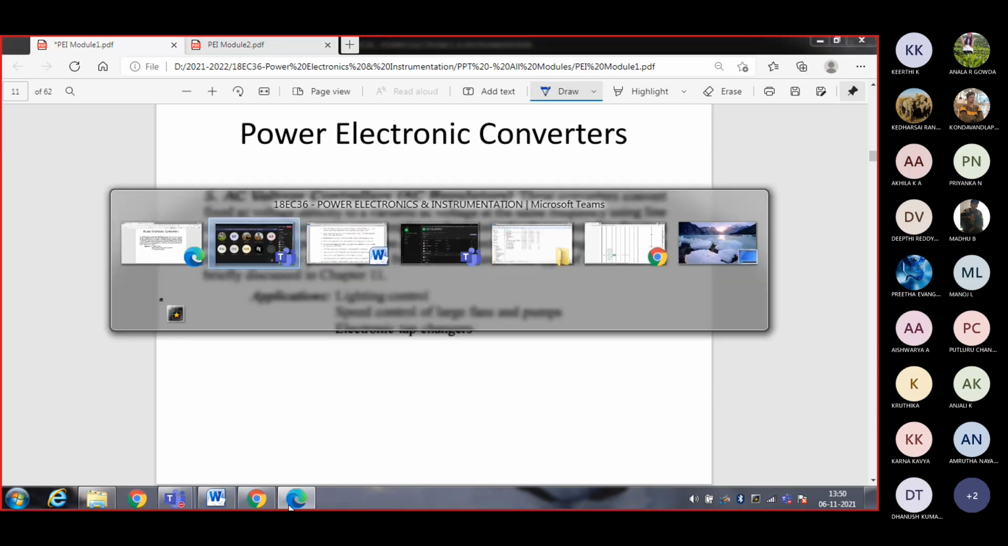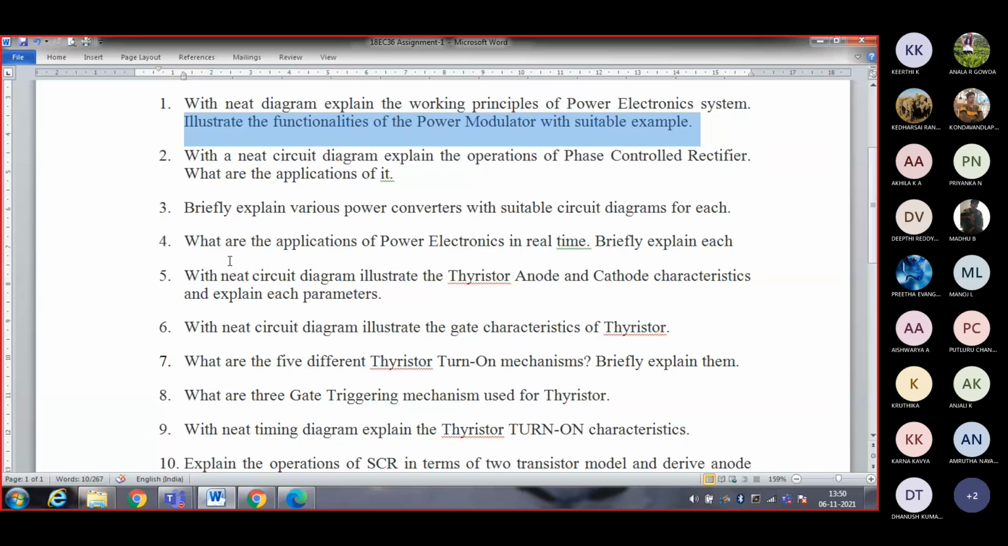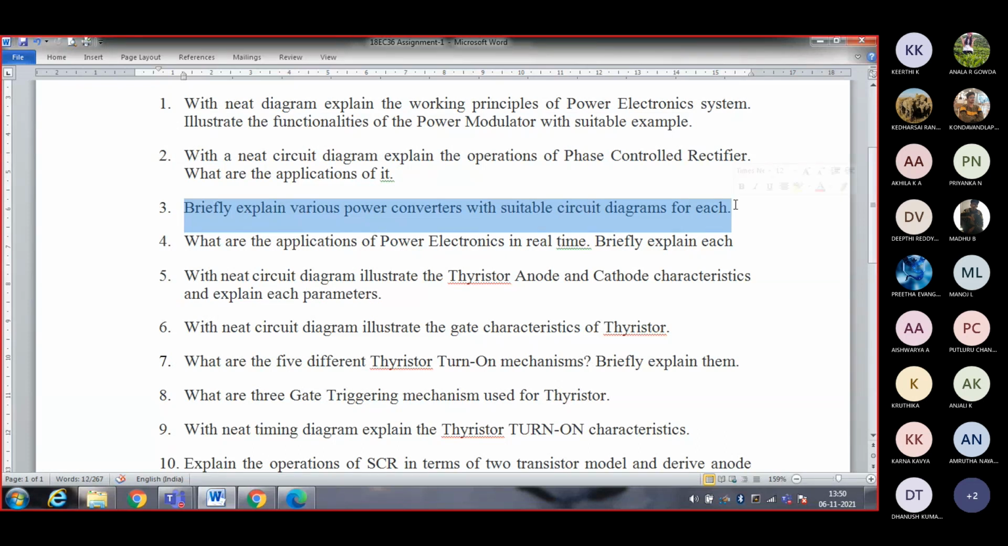The question is like this: what are the various power converters? Briefly explain the various power converters with suitable circuit diagrams for each. I have already given this in your class, and I have given the circuit diagrams also. You need to note them, work them out, and write them in the IA. Otherwise, it's not possible to explain them.